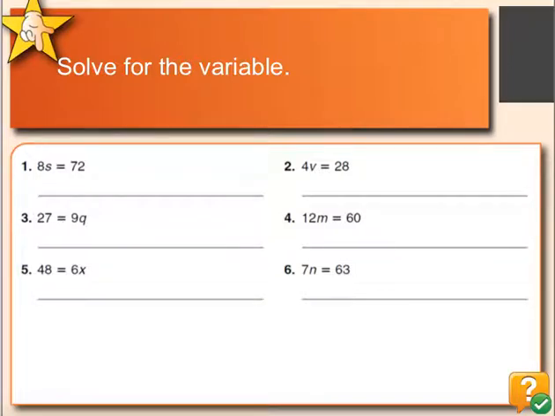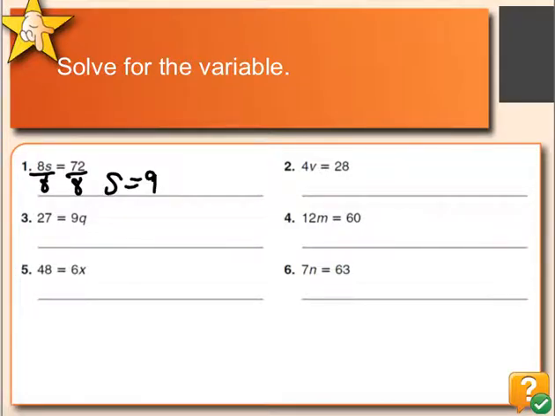If we have something like 8s equals 72, then there's a couple ways we could do it. First, we could say, well, we have 8 times s. So if we want s alone, we should divide by 8 because those are inverse operations. And since I can divide each side by the same number and still have the statement be true, I can find that s equals 9.